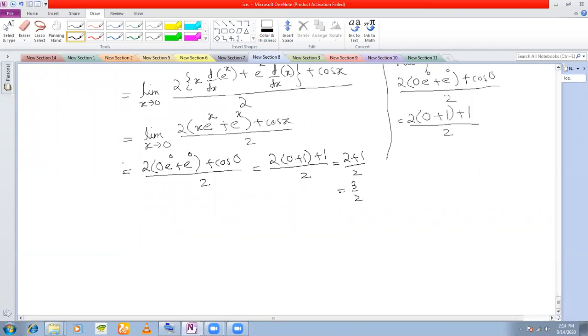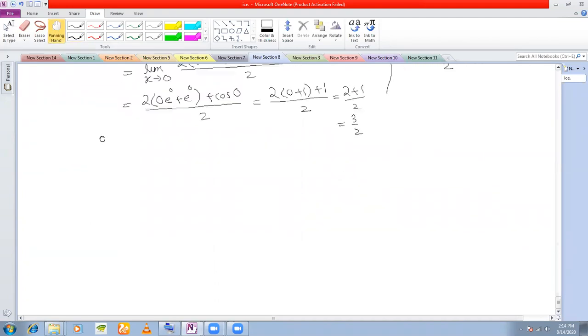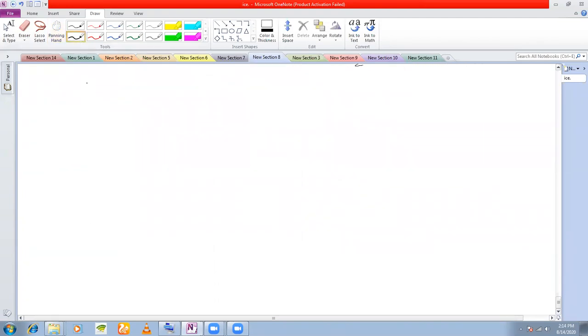This one, limit x tends to 0. So, given limit x cos x minus log 1 plus x, divided by x square.